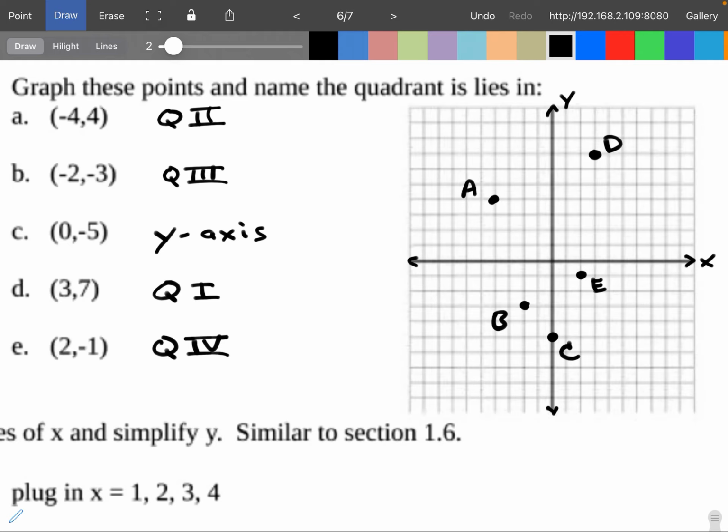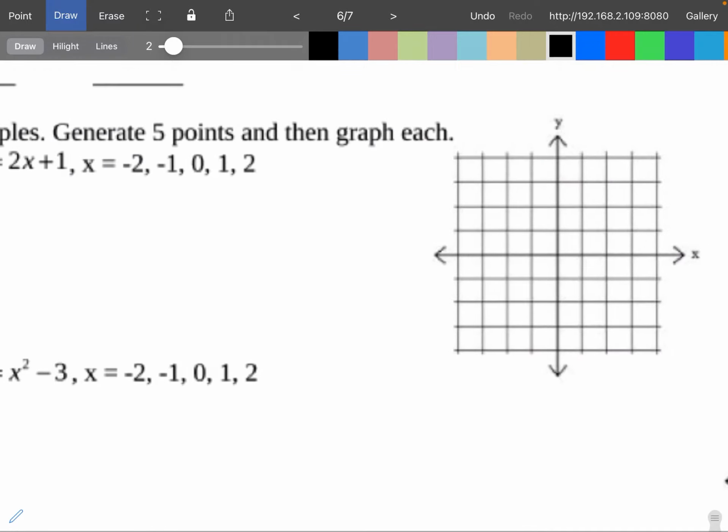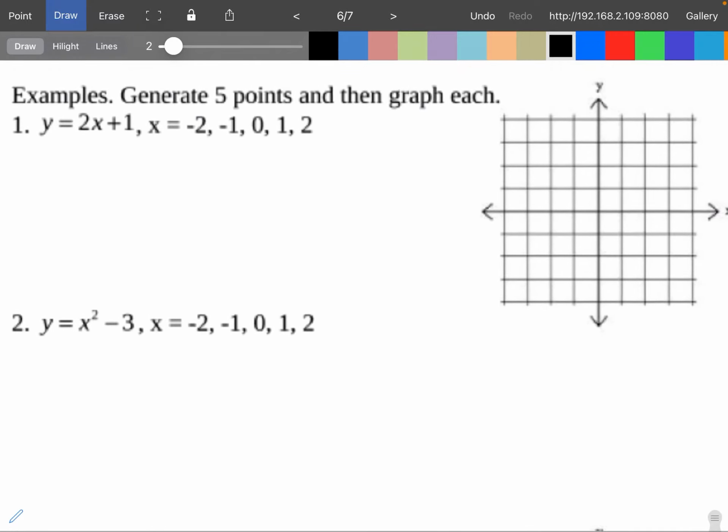All right. So that's a review of how to plot points. Now we got to talk about how do we graph functions. So we got 3 examples there. So we'll just go right to it. So let's take a look at number 1 here.